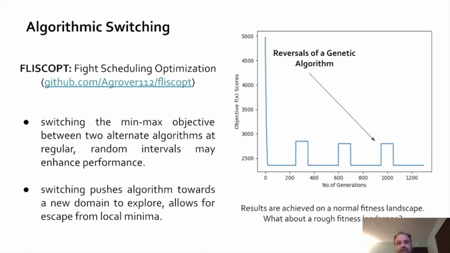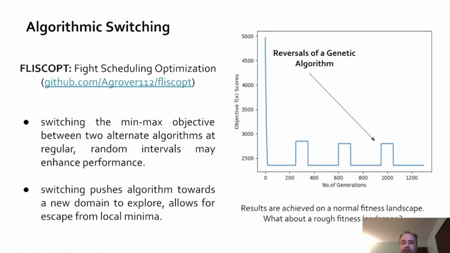In this graph, you don't really see an improvement in performance. You see how the algorithm is reversed every 200 generations. We're on a smooth fitness landscape right now, but if we were on a rough fitness landscape, we would see improvements in performance, or a decrease in the objective function score, over a number of generations.